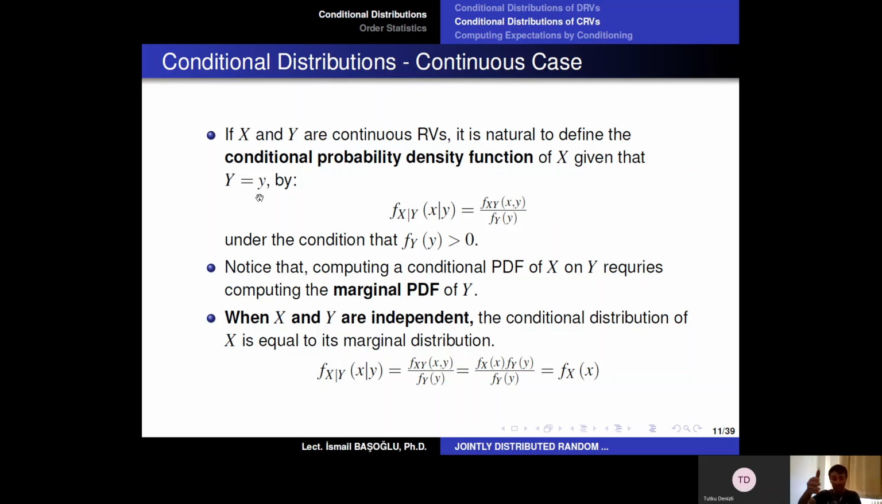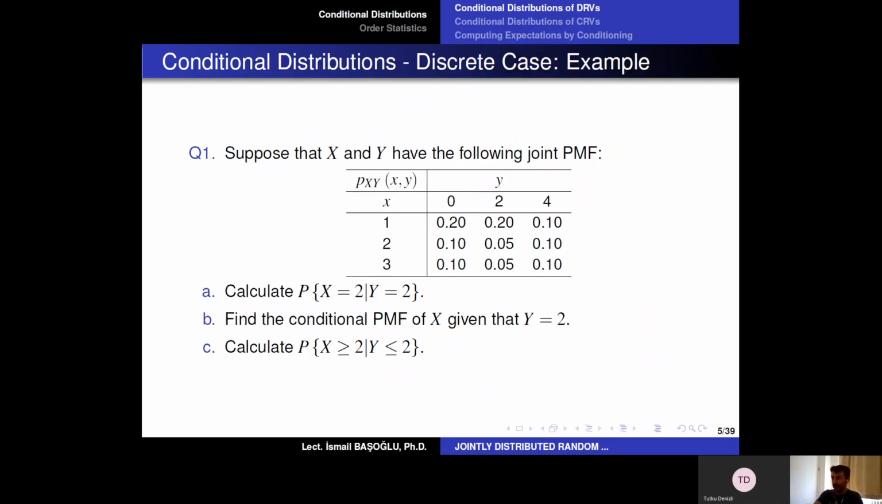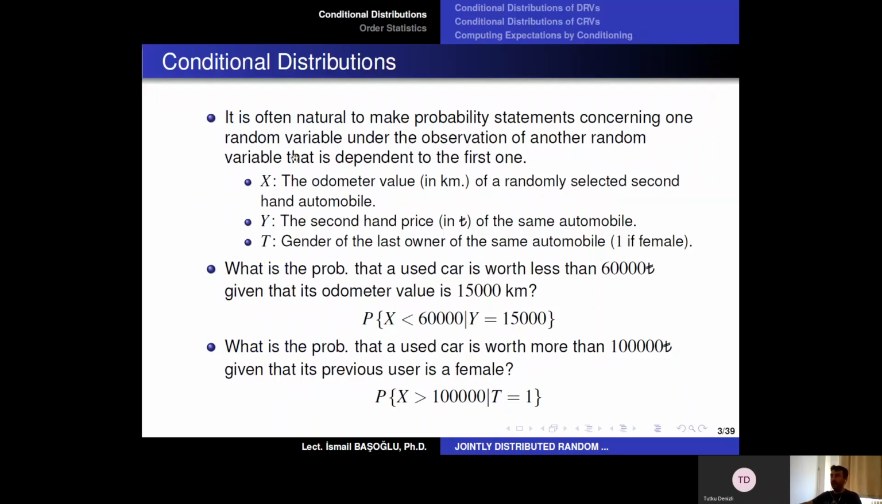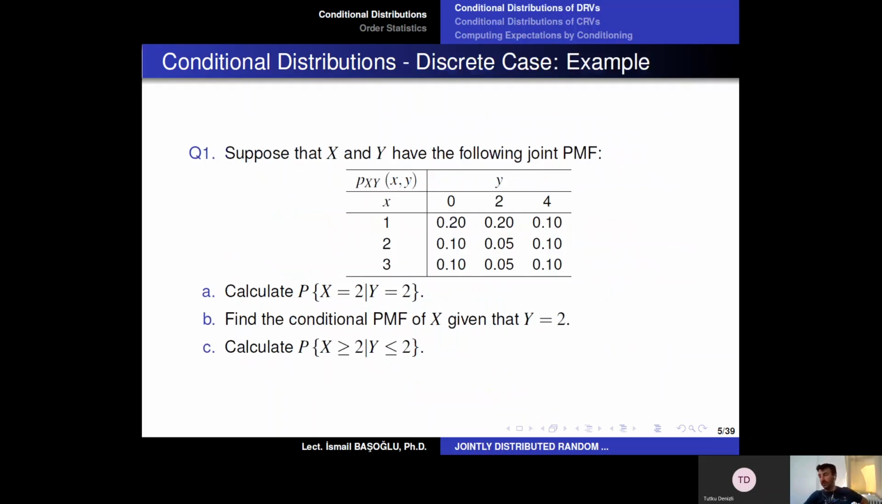For example, imagine the automobile example. We observe that the amount of kilometers it has made is 15,000. So what is the conditional probability of its price being less than 60,000 Turkish liras? Both x and y here are continuous random variables, so we can define such probability statements for continuous random variables as well. We can observe one of these continuous random variables to be equal to a value, and we can answer the question about the other random variable.